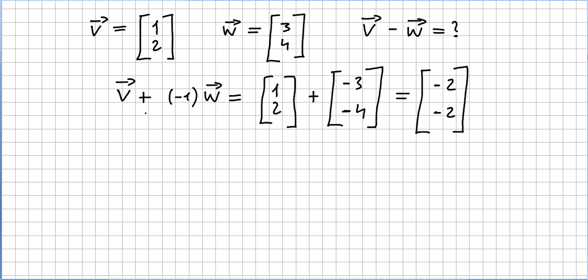And it's obvious that if these vectors are given in column vectors or row vectors, in order to add or to subtract vectors, they have to have the same dimension, okay? In this case, we have a matrix 2 by 1, and here we have a matrix 2 by 1. So we can only add and subtract matrices with the same dimension.